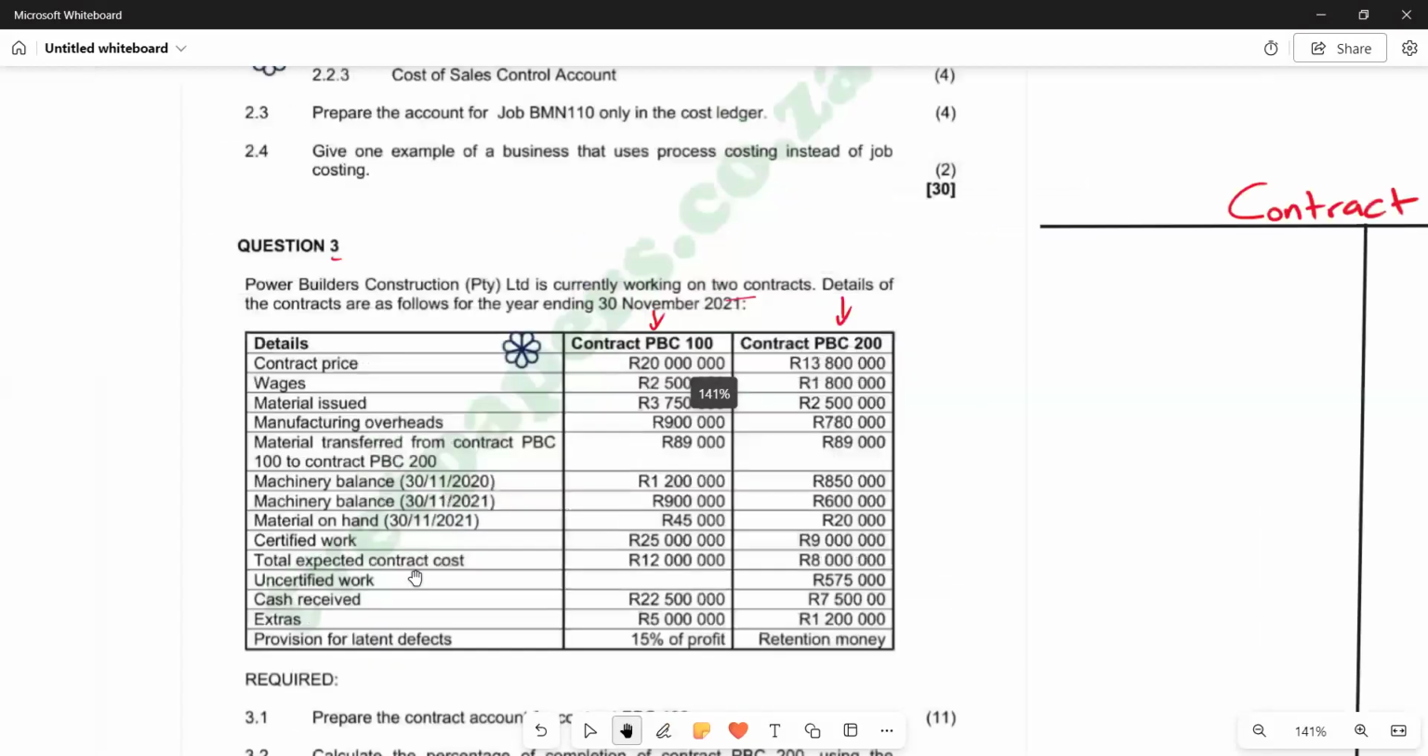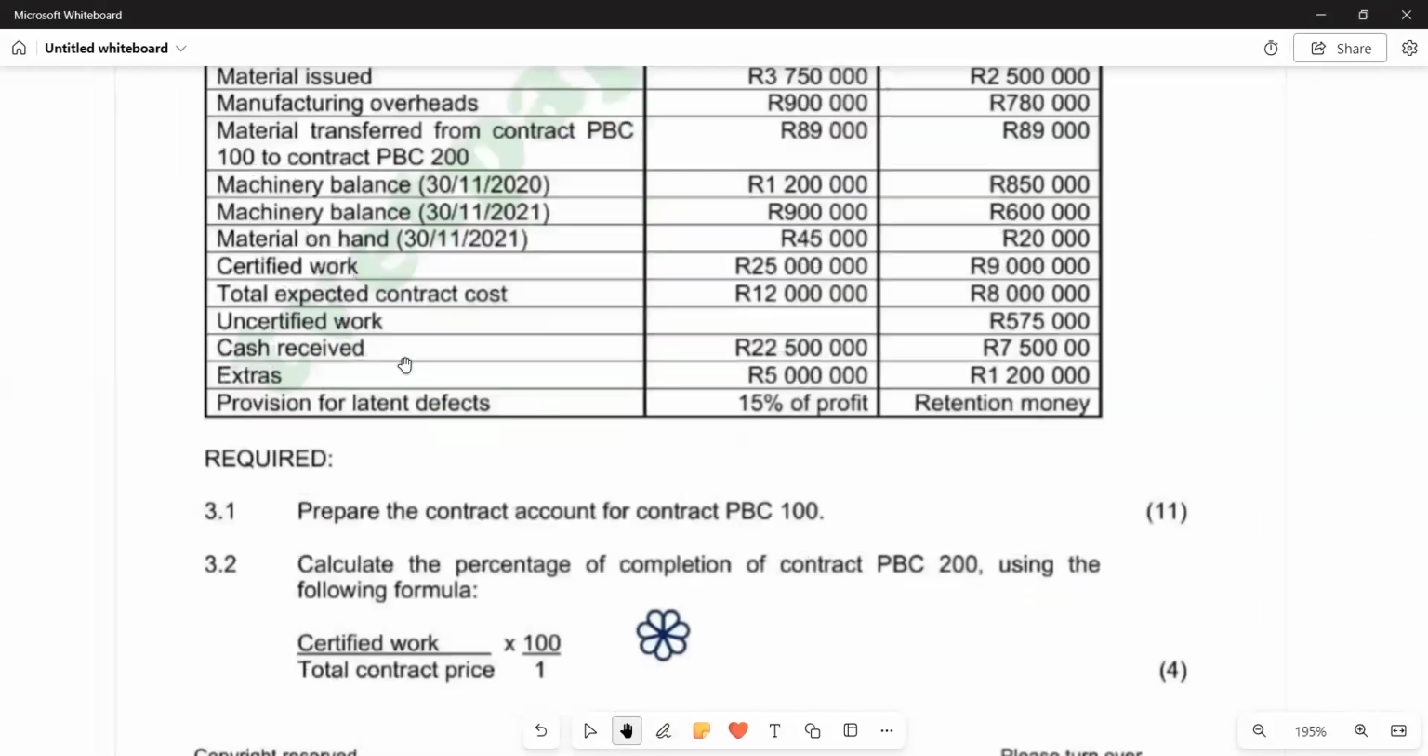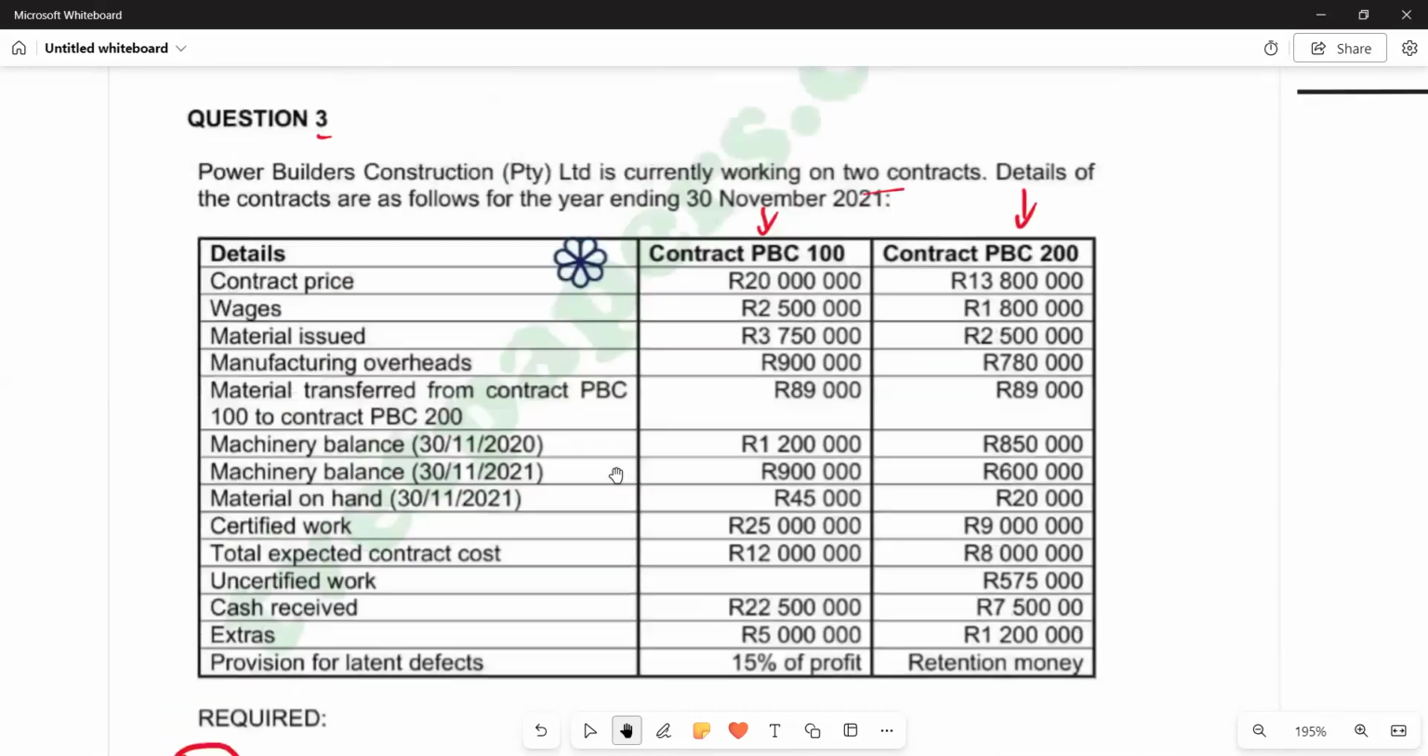Let's just see what we have in terms of the question part. 3.1 reads, prepare the contract account for contract PBC 100, and it has 11 marks. This is the question that we are going to look at in particular for this video. So we go up there, and you'll see that we have our contract PBC 100 in the first column. That's where we're going to prepare a contract account.